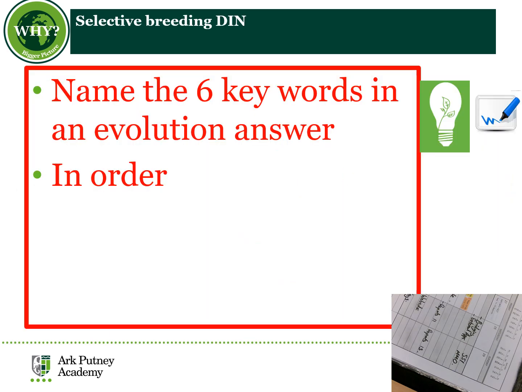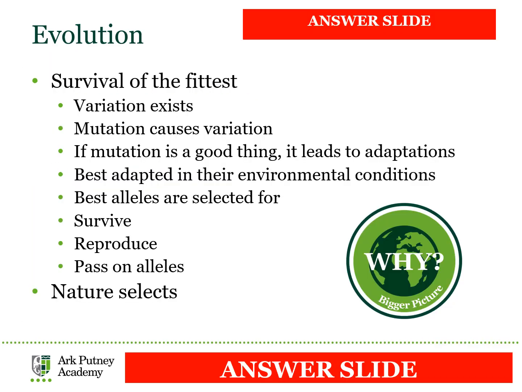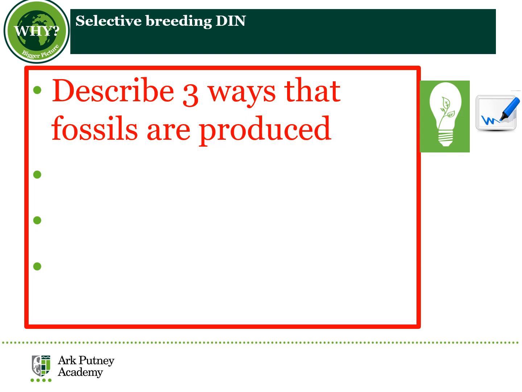So question number 1. Name the 6 words in an evolution answer in order, please. This should take about 1 minute. Question number 2. Describe 3 ways that fossils are produced. Remember, this is not teeth, bones, shells. It's the 3 different processes that will allow fossils to be produced. Again, I have 30 seconds to answer this question.